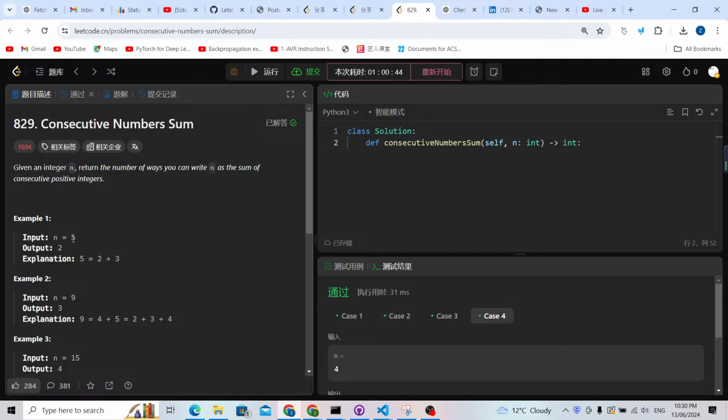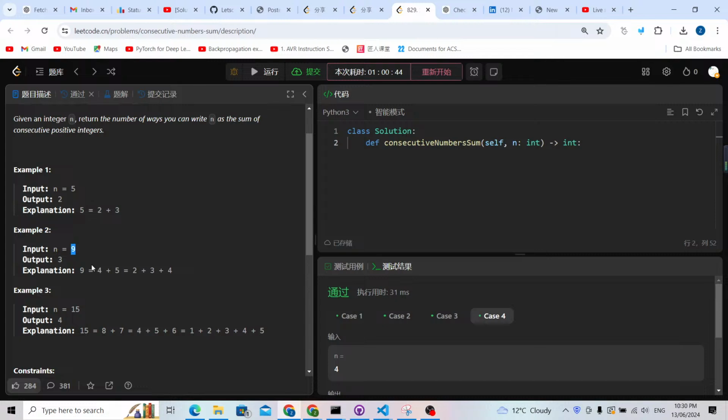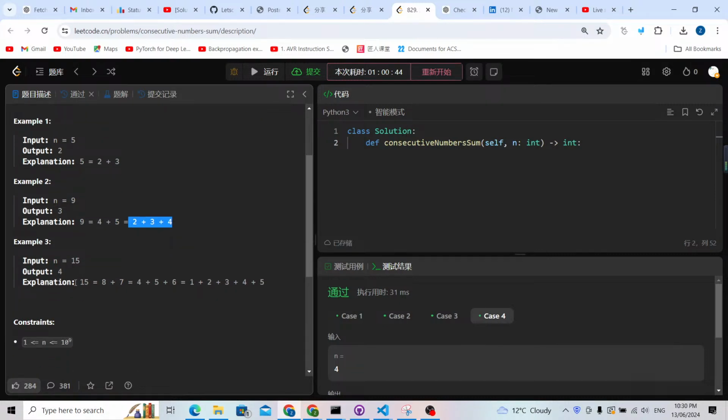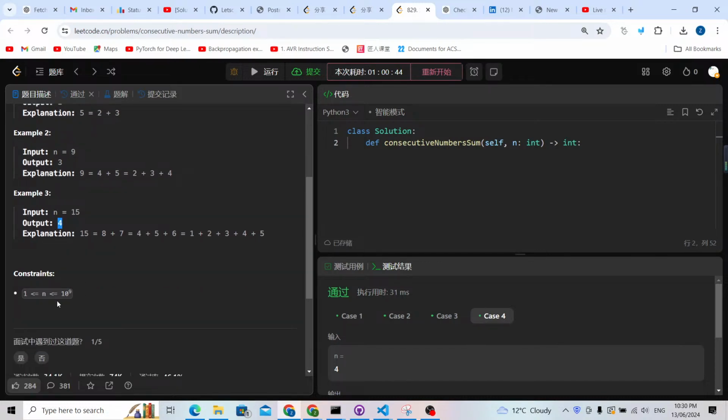For example, we have the number 5, which equals 2 plus 3, and 9 equals 4 plus 5, and also equals 2 plus 3 plus 4. And similarly for n equal to 15, there are going to be 4 results. And the value of n can be up to 10 to the power of 9.